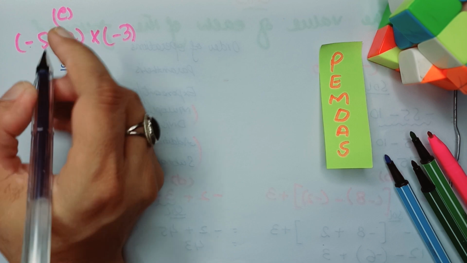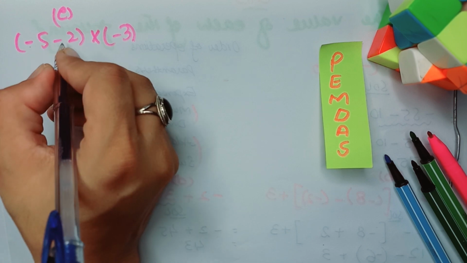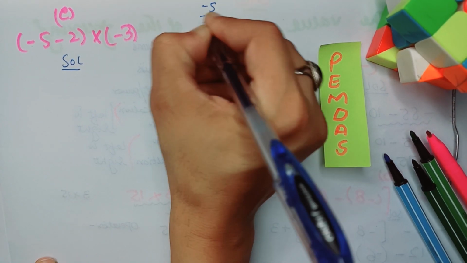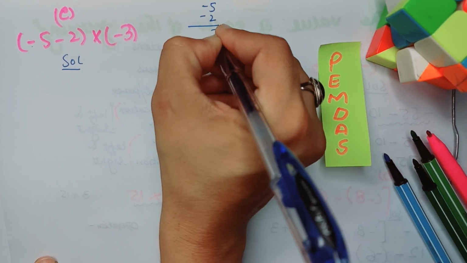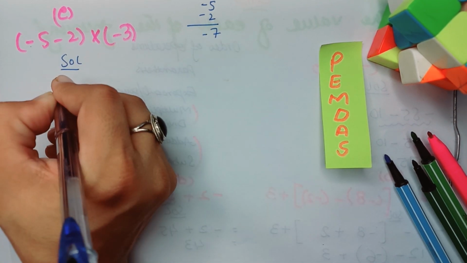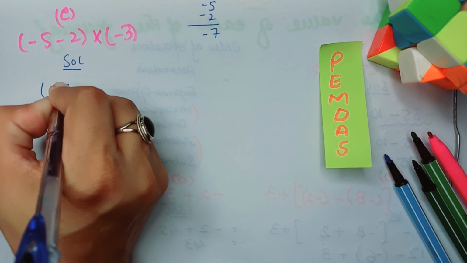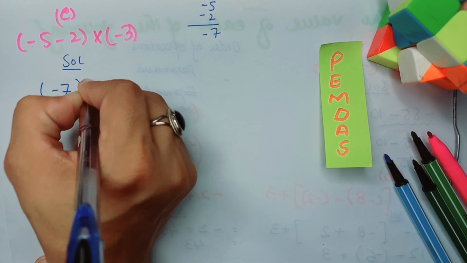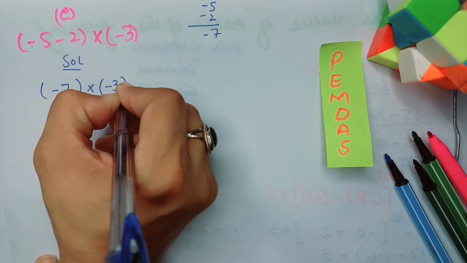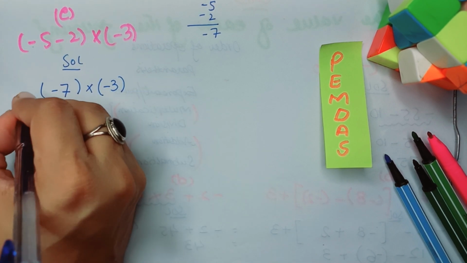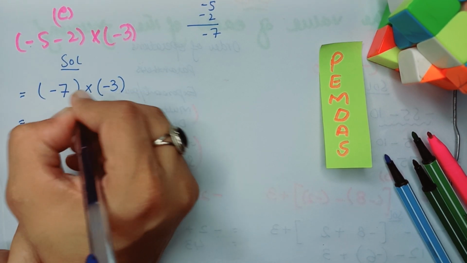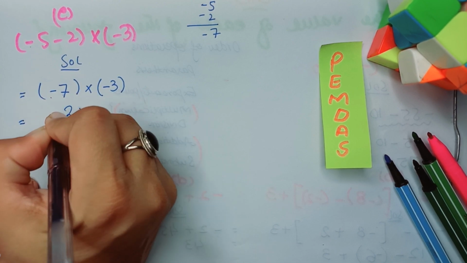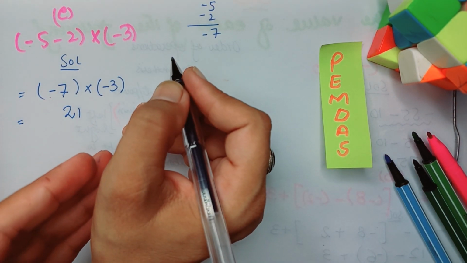Minus minus would be plus. So when you are adding, like minus 5 minus 2, minus minus would be plus, and the sign is of the bigger term. First I have selected the operation that I have to add, and then the bigger term's sign. Now two negative numbers are being multiplied. So we will multiply the number, 7 times 3 is 21, and minus minus would be plus.